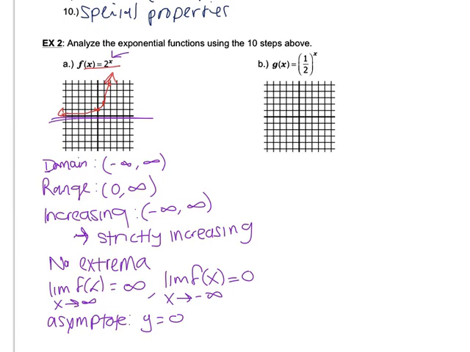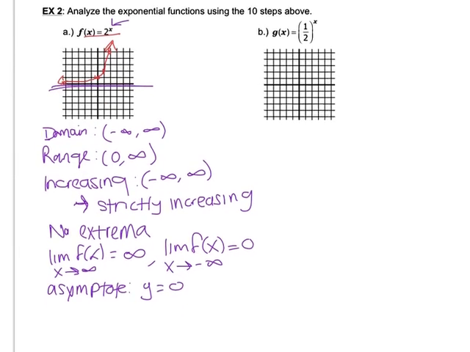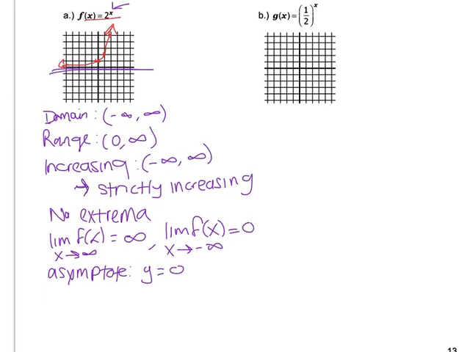Okay, next, now we can talk about intercepts. So we saw that the function crossed the graph on the y-axis right here at 1. So y-intercept 0, 1. There is no x-intercept. It is never going to cross that x-axis. As close as it gets, it won't cross it.